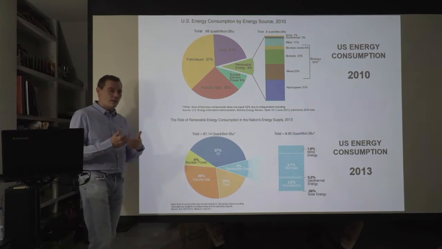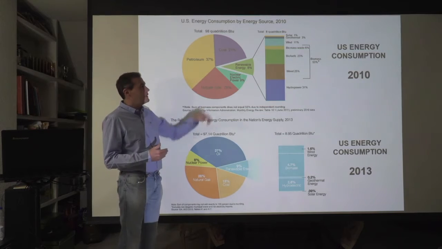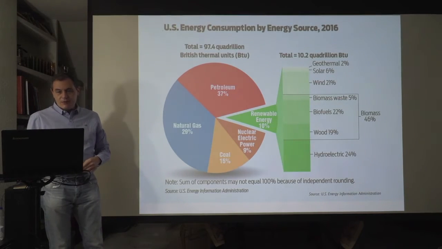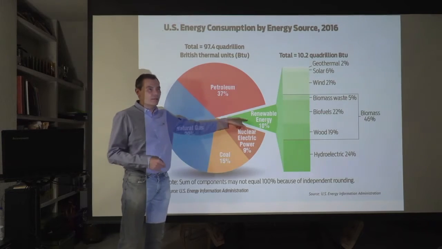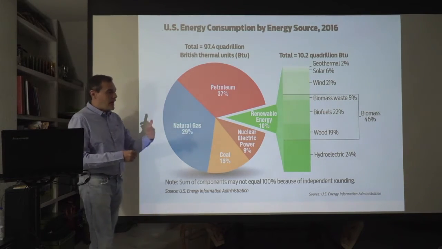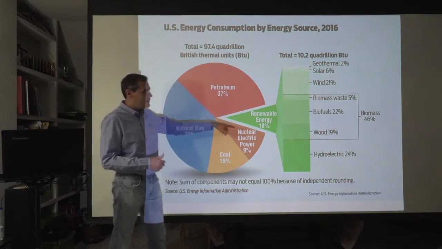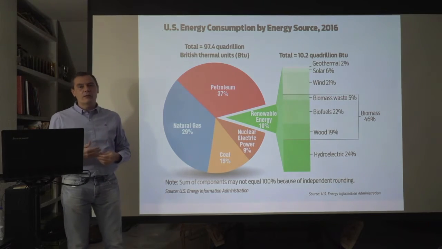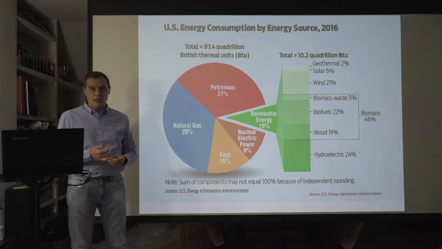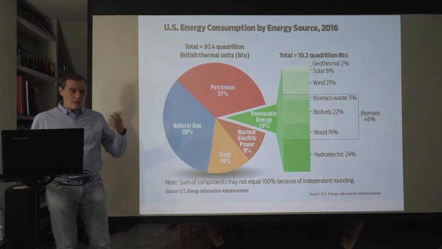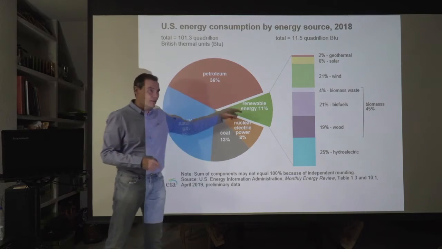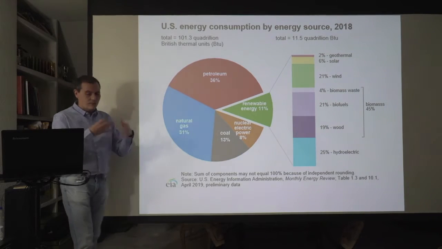In all countries we are increasing the renewable energy production. In 2016 now it's 10%. So we had 8%, then 9%, 5 years after we have 10%. We are slowly but surely increasing the renewable energy production. What about other countries? Here in 2018 we have 11. So we have 8, 9, 10, 11.